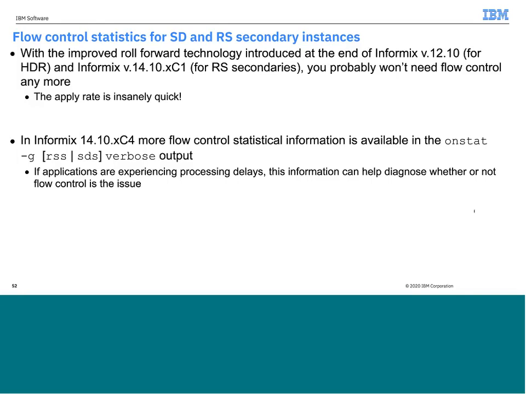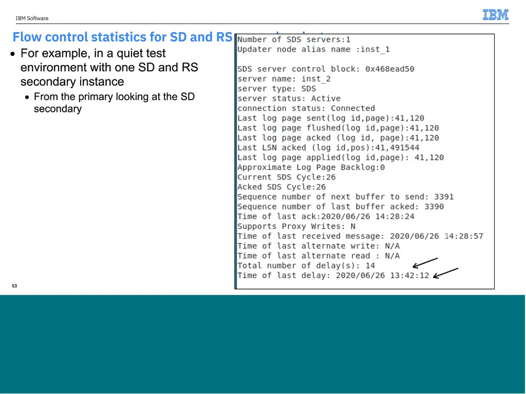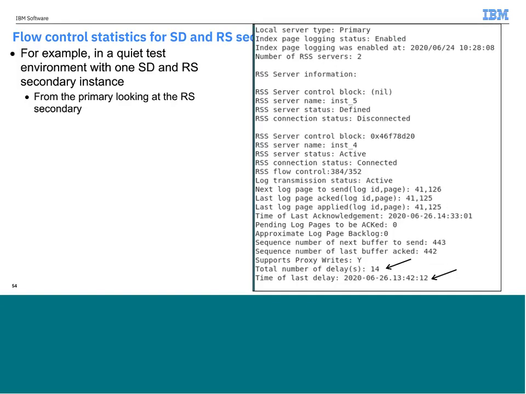So there's now an onstat flag, -g RSS verbose, that has the flow control stats in it. And you can see it right here down at the bottom. You can see since the instance was started, there were a total of 14 delays, and the last time the delay occurred was at this particular timestamp. Now, this is looking at the shared disk secondary. I can do the same thing looking at an RS secondary. Lo and behold, same number of delays, same timestamp.